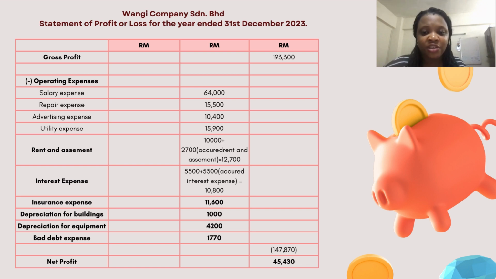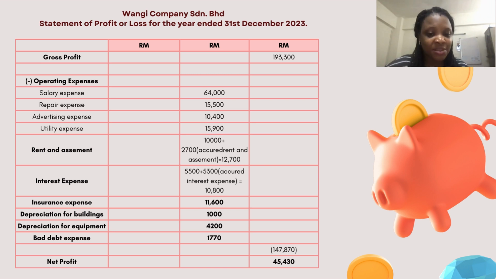Now, for the depreciation of building and depreciation of equipment, we're going to apply the same concept. From the additional information, we know that the depreciation for the year is 1,000 for the buildings. All we have to do is just include that 1,000 in our SOPL. The work will be done in the SOFP, which will be added to the accumulated depreciation. But as for the SOPL, we just include that 1,000. Likewise for the equipment, it is 4,200 for depreciation. So we just include that 4,200 ringgit.